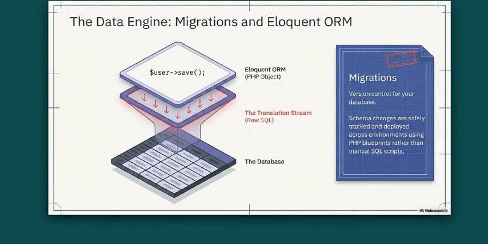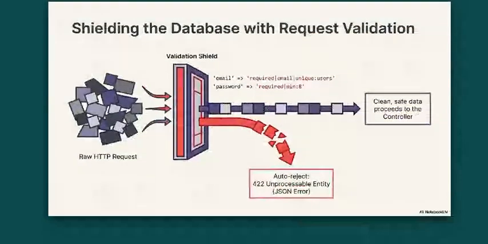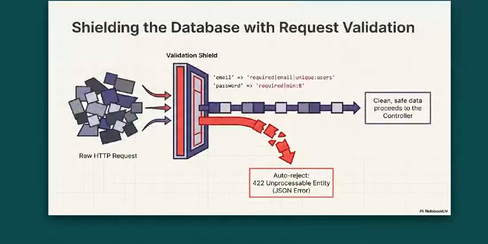Okay, so Eloquent gives us a safe way to interact with the data, and migrations give us a safe way to build the structure. But what about the data itself? We talked about the middleware bouncers earlier, but the blueprint specifically highlights a component called the validation shield. Why is this so crucial? If my mobile app already has code that prevents the user from typing letters into a phone number field, why do I need to re-verify it on the server?